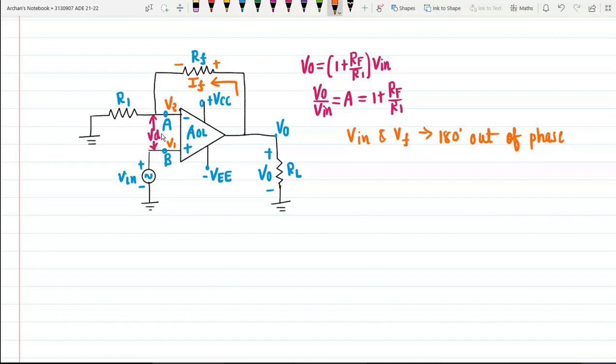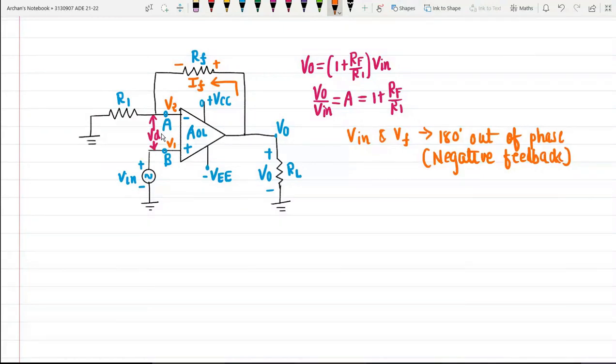Okay, and that is the reason why we call it a negative feedback. Whenever the two difference voltages are 180 degrees out of phase, at that time you may consider that we are available with negative feedback. And this practical non-inverting amplifier is also known as voltage series feedback amplifier. Okay, it is a non-inverting amplifier or voltage series feedback amplifier.